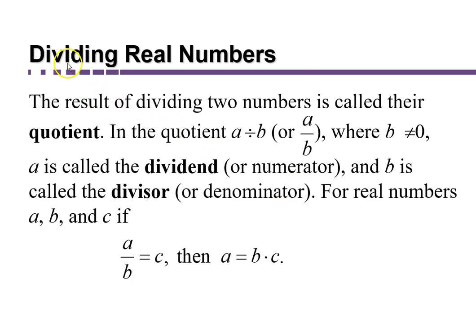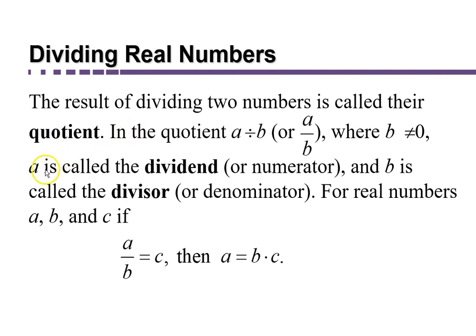Now, when we divide real numbers, again, you want to write this out. The result we refer to as the quotient. So the quotient, A divided by B, could also be written as a fraction. So if they say the quotient of something, think of it as this fraction. And keep in mind that our denominator, B, can never be equal to 0. We'll be going over that shortly.